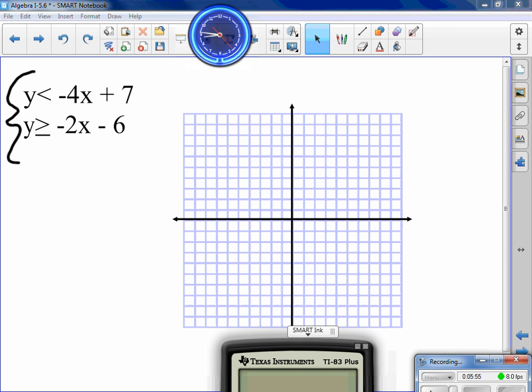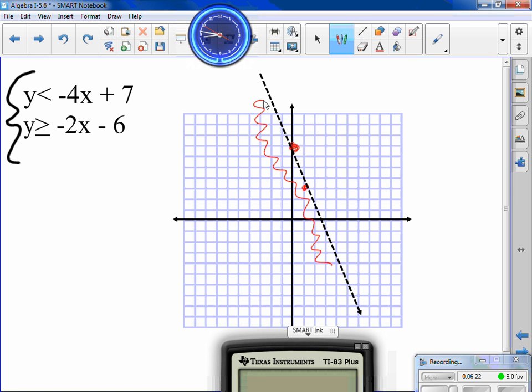For this problem, for the first one, where do I start? Start up 7. Now what do I do? Down 4, to the right 1. What type of line? Dotted line. Where does my shading go? On the bottom. You want to do a scribble? Do you like that? That's fine too.